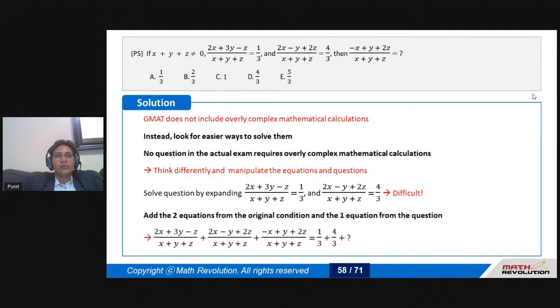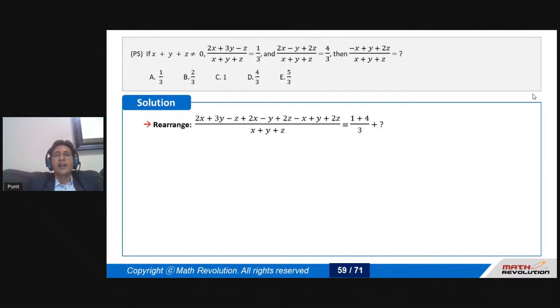So add up both the equations, because you could see 1 over 3 and 4 over 3. Let's see if you add up all the three equations: 2x plus 3y, 2x minus y. Because if you see the denominators, they're the same, so you have to just work out the numerator. We end up here. So we want to know that 1 plus 4 over 3 plus what would be equal to this.